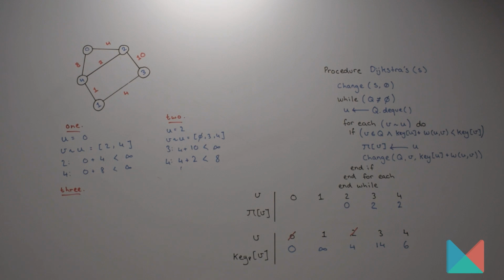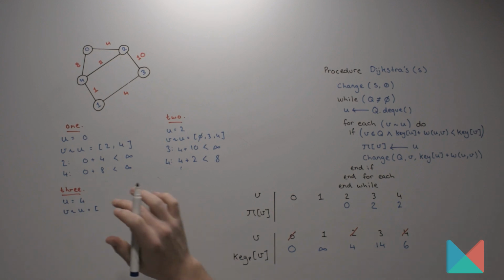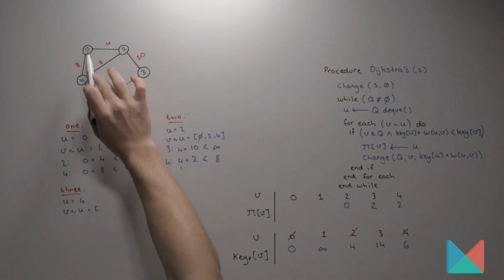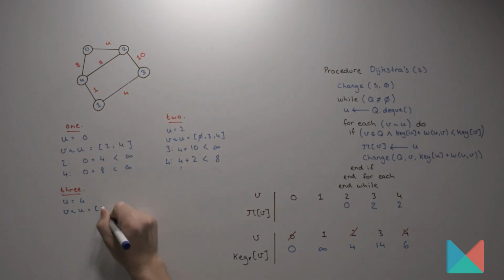In our third iteration, we are going to DQ again, and that's going to be the next smallest element, which is going to be our vertex 4, which has a key value of 6. So that means that u is going to equal 4, and now we can go into this for each loop and check the neighbors. Our vertex 4, which has a key value of 6, has neighbors 0, 2, and 1. So let's write that in order, 0, 1, and 2. And we can check all these values one by one in this if statement.